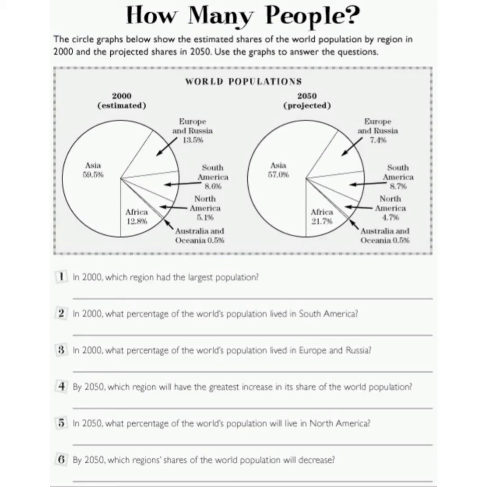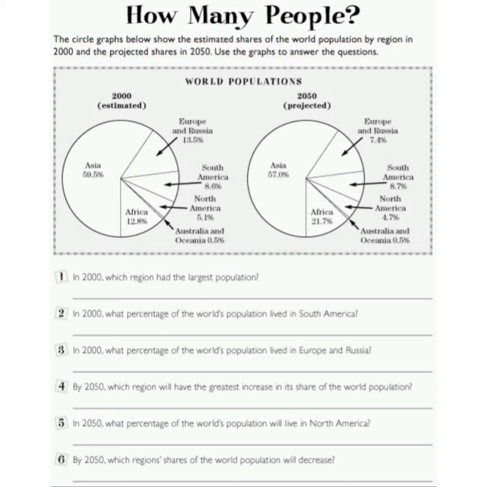Before I do number one, I would like to read the directions. The directions say, the circle graphs below show the estimated shares of the world population by region in 2000 and the projected shares in 2050. Use the graphs to answer the questions.